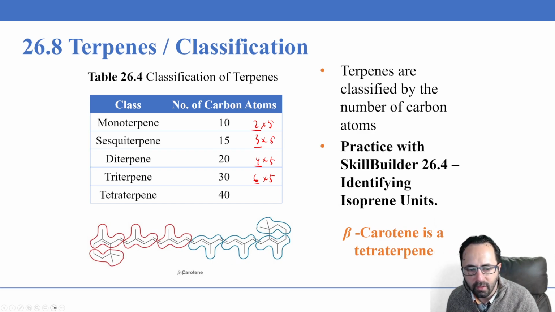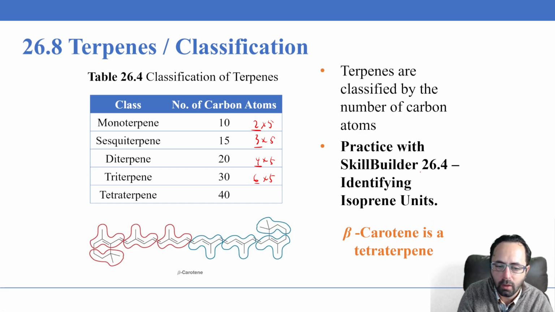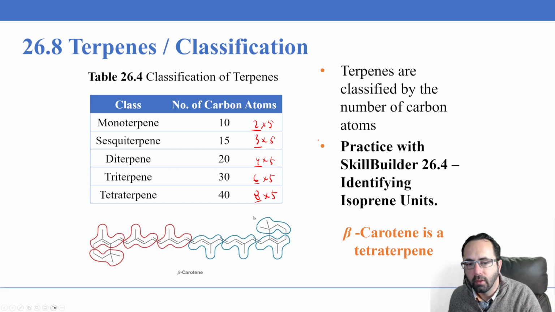And so we can see another example of a terpene is beta-carotene. Many terpene units, 1, 2, 3, 4, 5, 6, 7, 8. 8 isoprene units, so beta-carotene is an example of a tetraterpene, 8 isoprene units times 5. And so you can see that a pair of isoprene units is referred to as a terpene, right? So if we have 2 pairs of isoprene units, we get a diterpene, 3 pairs of isoprene units, triterpene, and so forth. So beta-carotene is a tetraterpene.